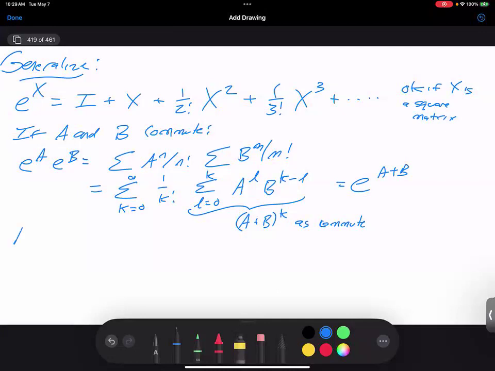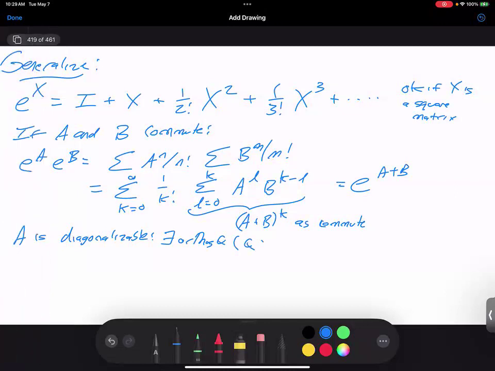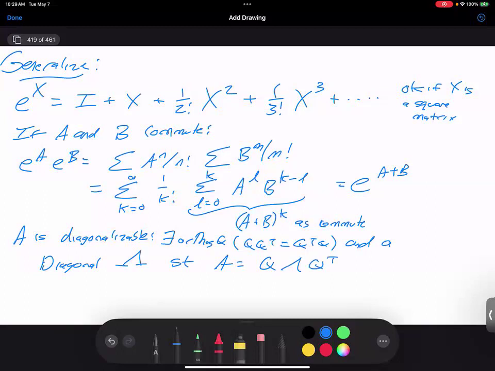If A is diagonalizable, there exists an orthogonal Q, which means Q transpose equals Q inverse, so Q transpose Q is the identity, and a diagonal matrix lambda such that A equals Q lambda Q transpose, or maybe you have the Q transpose on the other side. I always forget which way they want to do things in linear algebra.